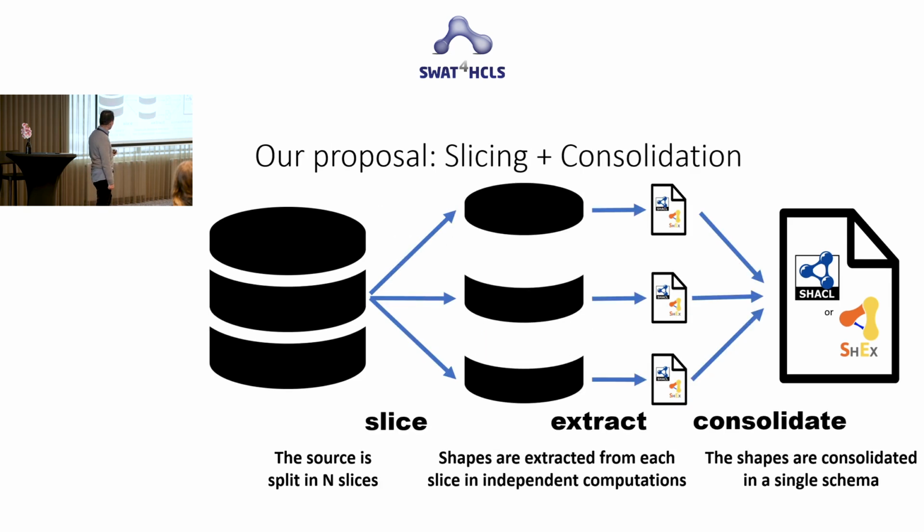So our proposal is a slicing and consolidation approach. First, we slice or split the RDF dataset into several slices. Then for each slice, we extract a shape. And after getting the many shapes, we can consolidate them into one shape. By using this approach, we try to make a more reliable shape from one huge RDF dataset.